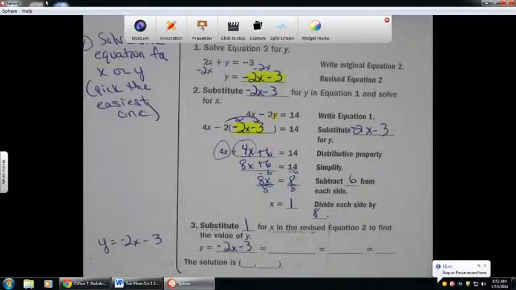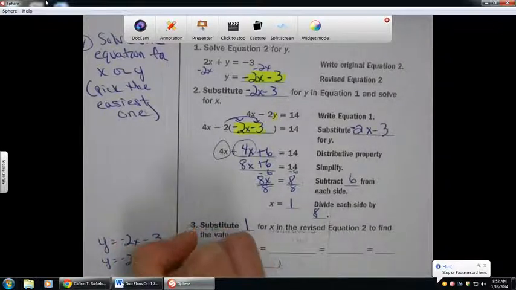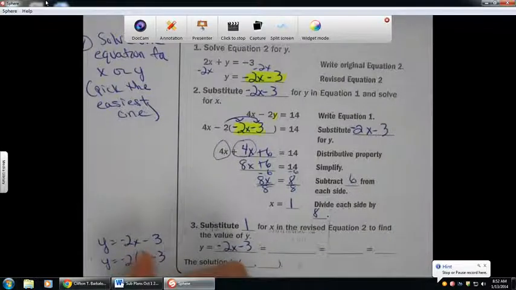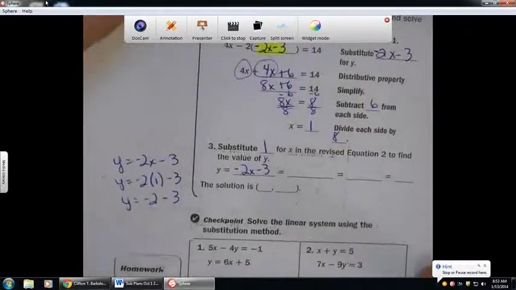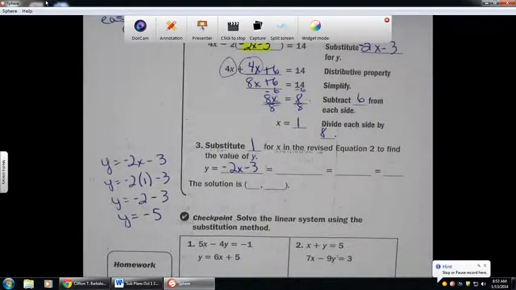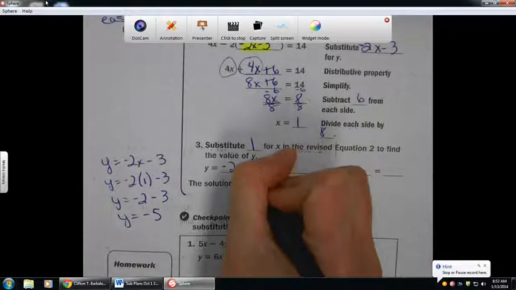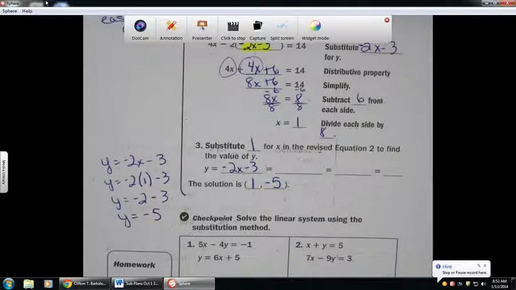We're going to substitute a 1 in for x so that we're finding y. So y equals -2 minus 3. Y equals -5. And we have our solution to the system. We already know that your x value is 1 and your y coordinate is -5. And again, you check by substituting 1, -5 into both equations to make sure it works in both equations.